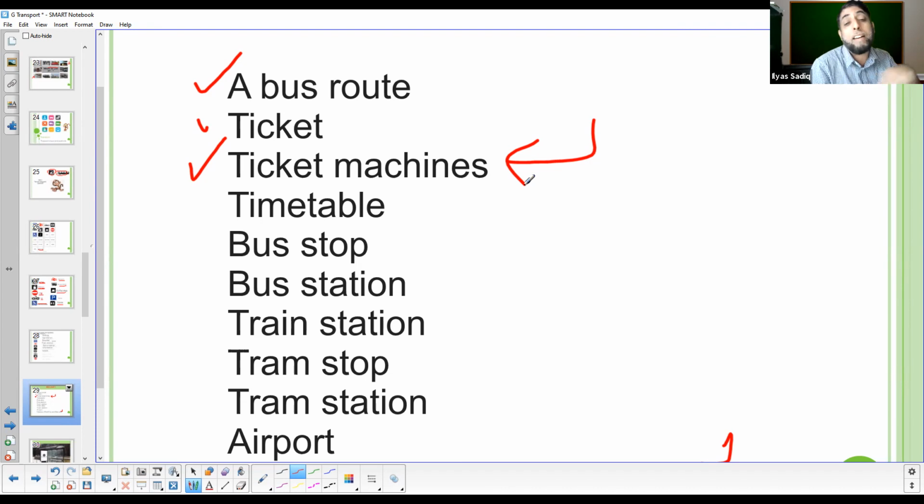Usually all trams have ticket machines, where you put your money and you get the ticket. Usually the bus always has a ticket on the bus. When you get on the bus, the driver gives you a ticket. But usually railway stations and tram stations always have ticket machines. You put in your destination, from where to where you want to go, and you put the money into the machine and you get the ticket from the ticket machine. All right, what is the timetable?